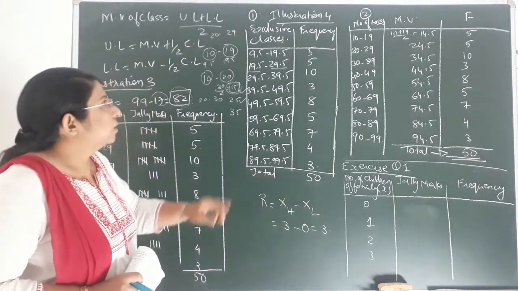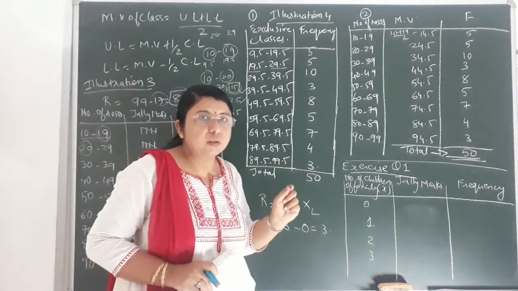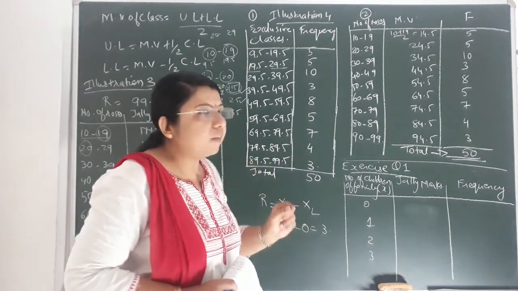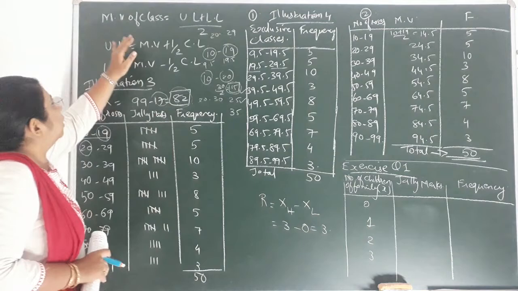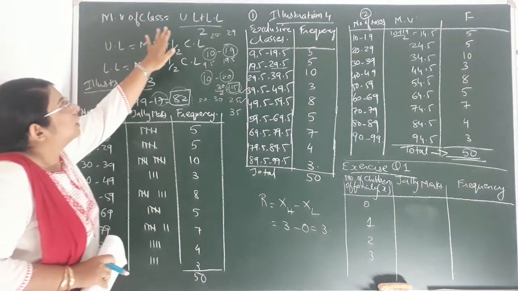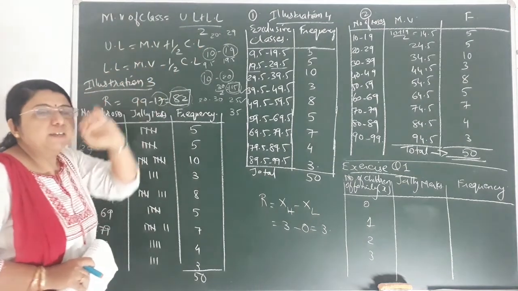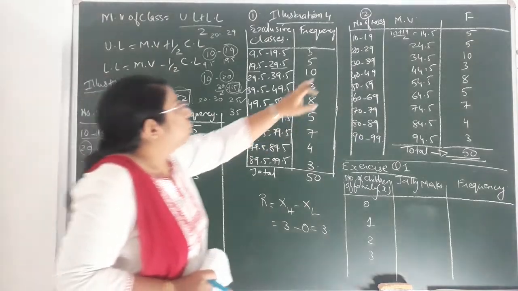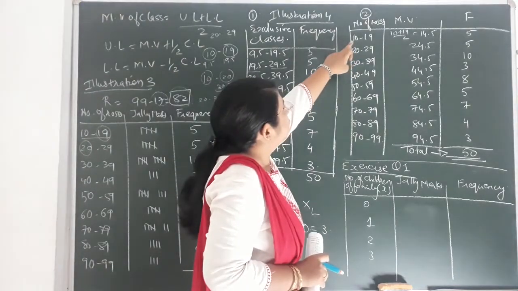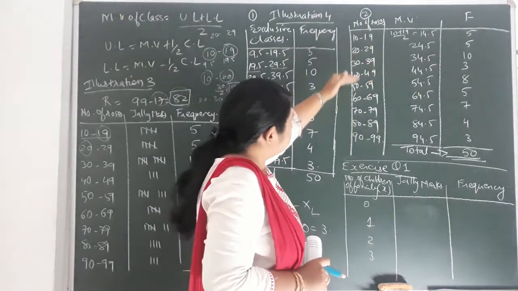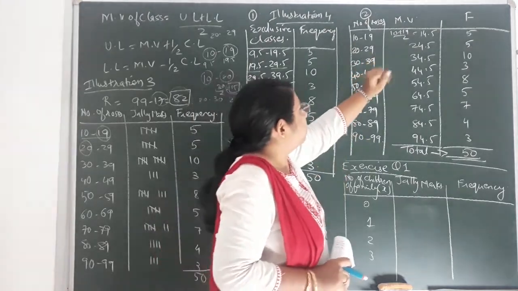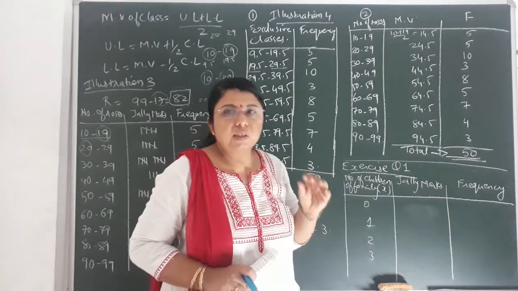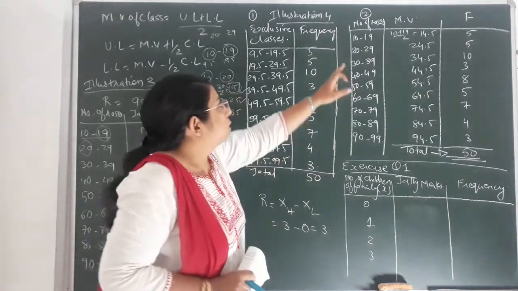Okay. Now the next sub-question in this illustration is that you have to find the mid value of each and every class. Normally we had studied the formula to find the mid value, that is upper limit plus lower limit divided by 2. Basically our classes are the inclusive classes 10 to 19, 20 to 29, so as it is, I have written the classes. Now we have to find the mid value. How to find the mid value? That is upper limit plus lower limit.